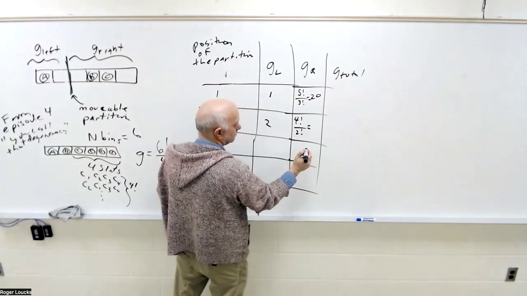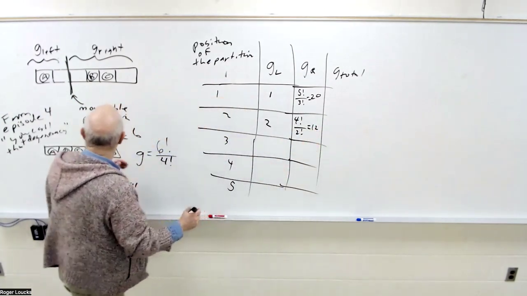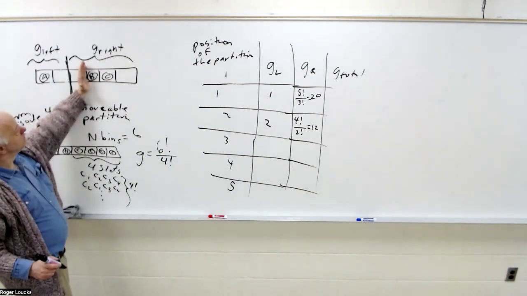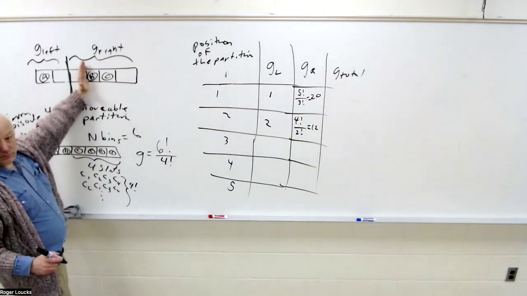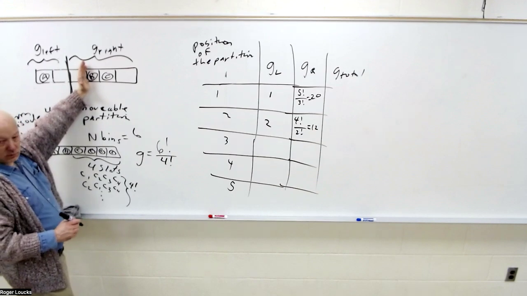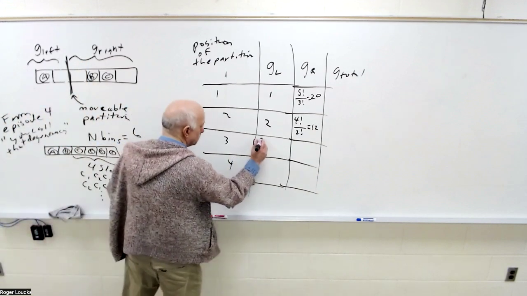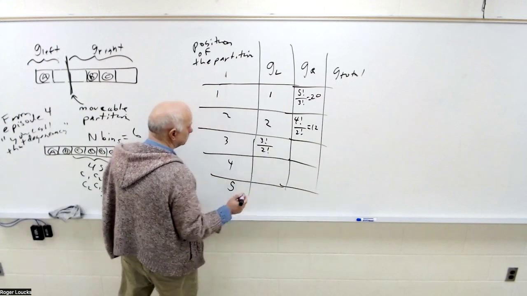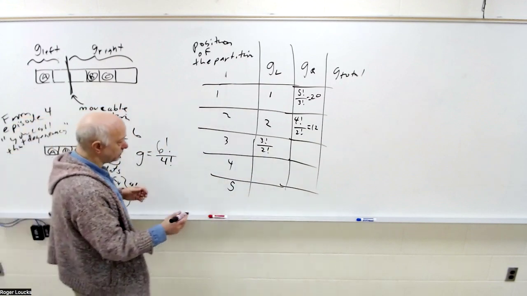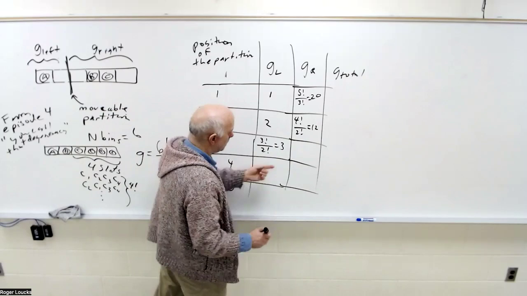And if I put it here, then what would happen? 3 factorial on the left divided by 2 factorial. So this would be 3 factorial over 2 factorial, which is 3. Then this side over here.